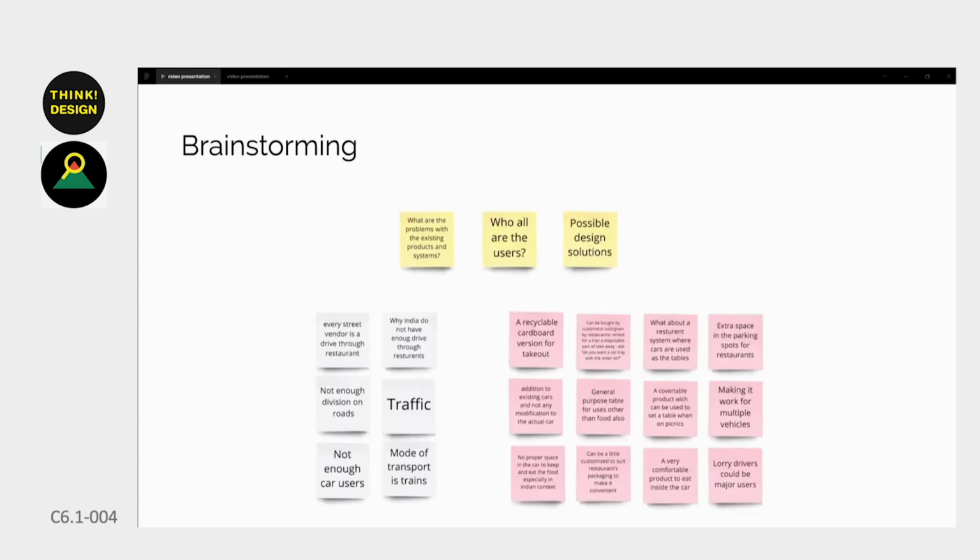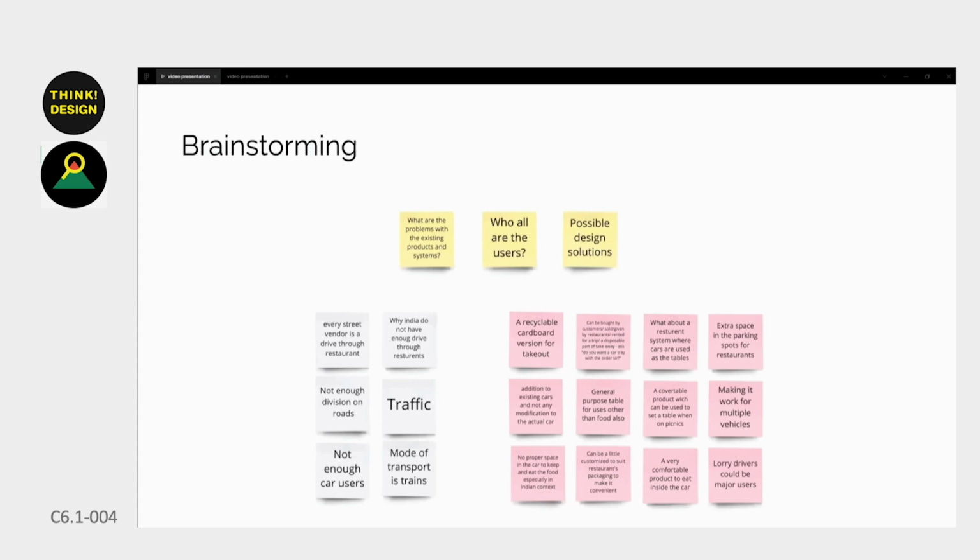How are the existing solutions failing? Who are our users and what are some possible design solutions that we can work on? We brainstormed to try and answer these questions based on the research we had already done. We tried to understand why drive-through restaurants aren't popular in India like they are outside. We found an article on why this is. The major problem is that India doesn't have enough people traveling by car for it to be viable. In India, people generally prefer to travel via public transportation or private vehicles.